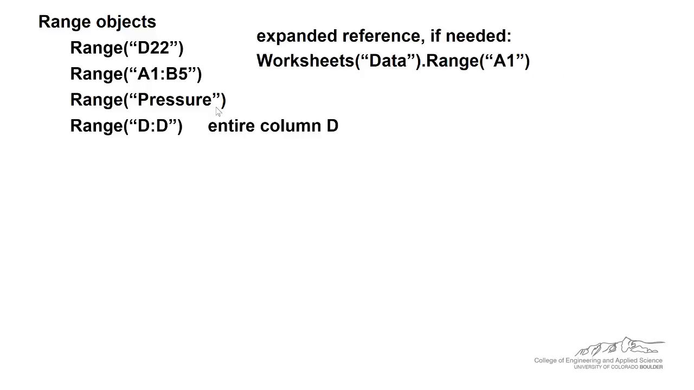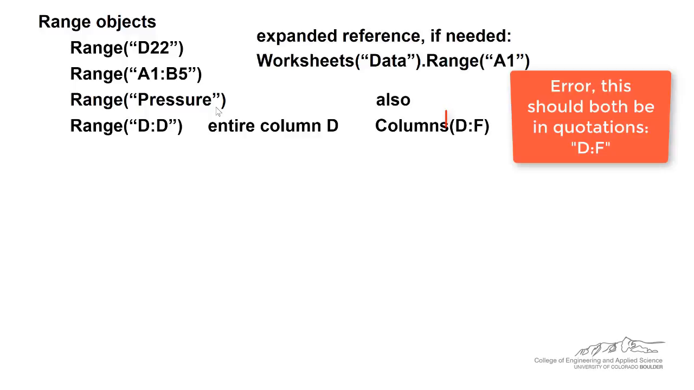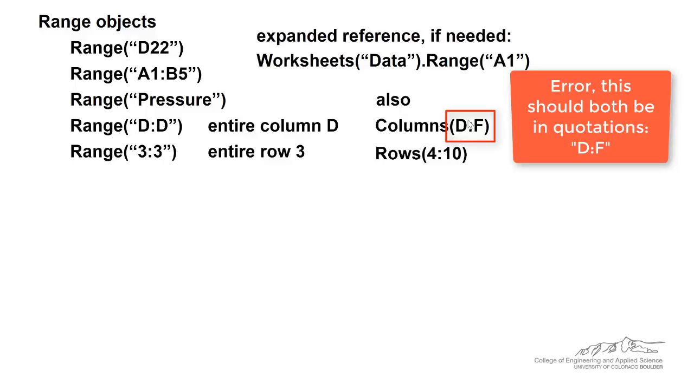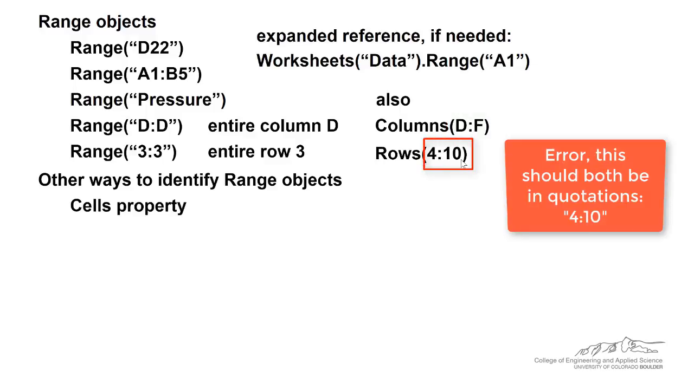Range("D:D") refers to the entire column D. You can also select multiple columns. Range("3:3") is the entire row 3. You can also use rows. There are other ways to identify range objects.